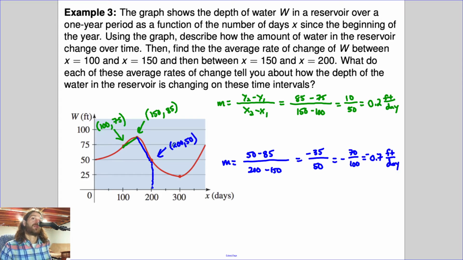So it was being eliminated or being cleared out from the reservoir much faster than the previous 50 days were able to put water into the reservoir.